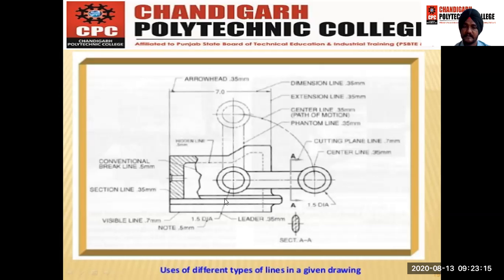Then there is the hidden line and the visible line, which is the outer boundary line. This is also known as the outline of the object. This is the hidden line, which indicates the internal portion of the object. Then the conventional break line shows the conventional break of the object and the internal portion. The section line indicates the cutting portion of the drawing.